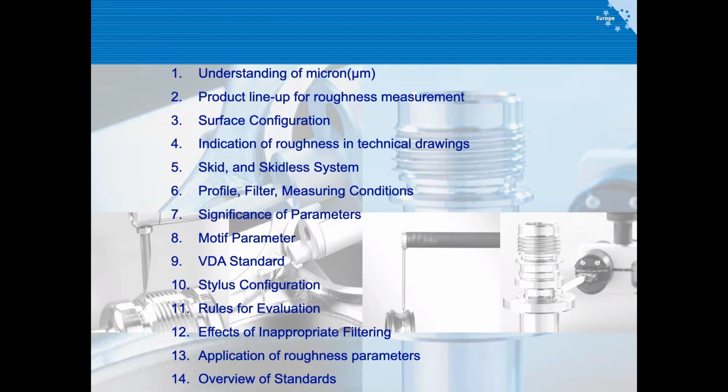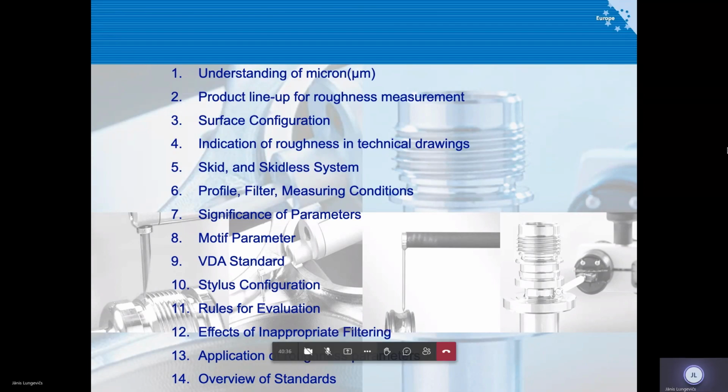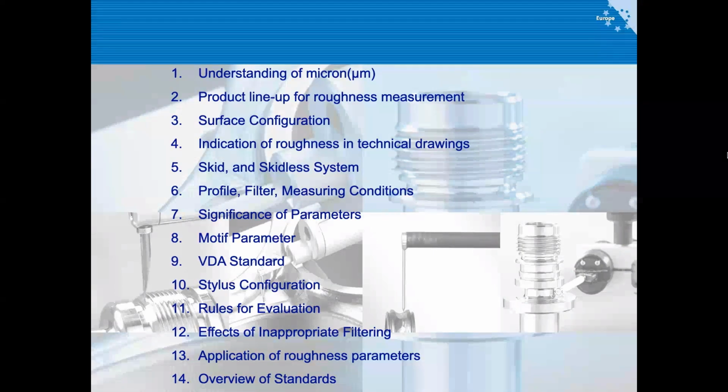significance of the parameters, and then we will very quickly go through different type of parameter subgroups like these motif parameters, VDA standard, because yeah, they are quite specific, to be honest. For instance, this motif standard is pretty much meant for car industry, so maybe you're not very interested in that, but I will just quickly scratch the surface of this topic so you know that they exist. And yeah, in the end, some configurations, rules of evaluation, or effect of inappropriate filtering, etc., etc.